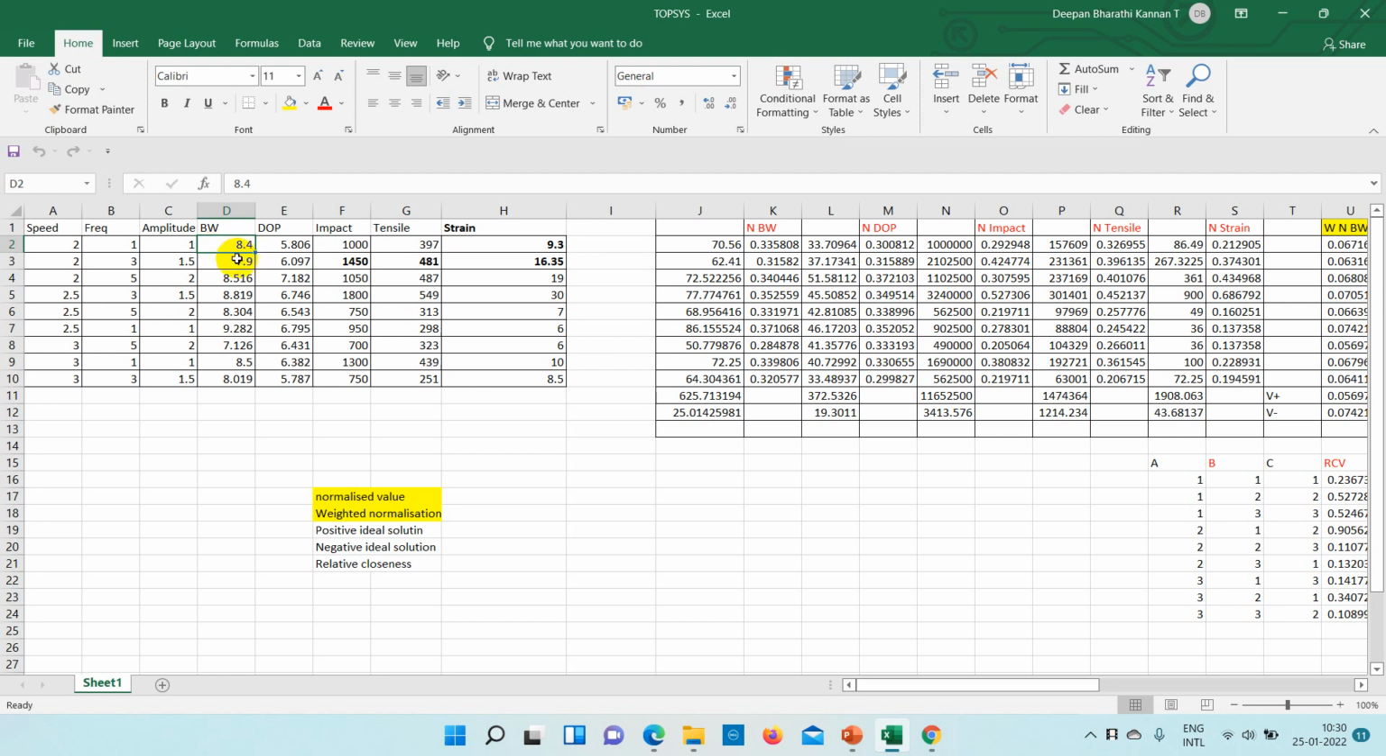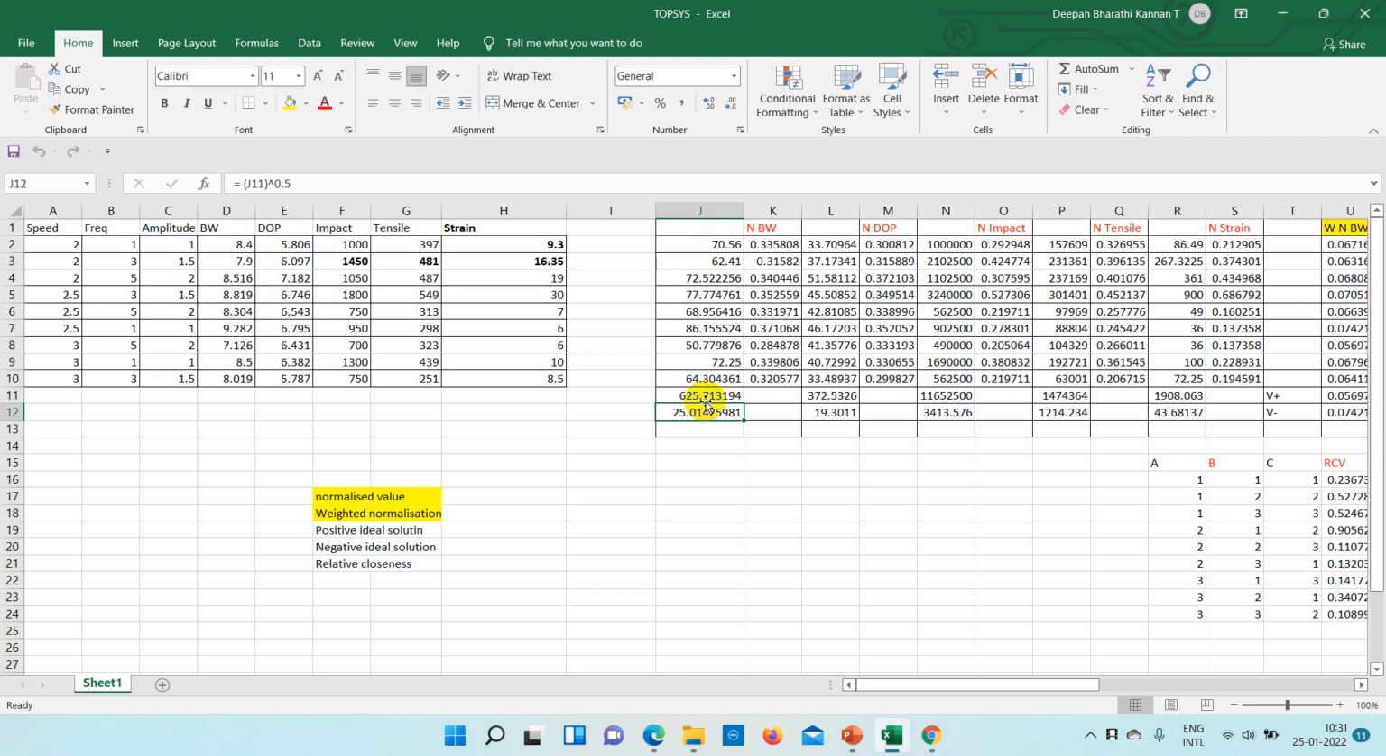First, we find the square of all these values: 8.5 square, 7.9 square, 8.516 square. Those values are written in this J column, you can see here. Then we have to calculate the sum of all these square terms. That is put in this cell, and then we find the square root.